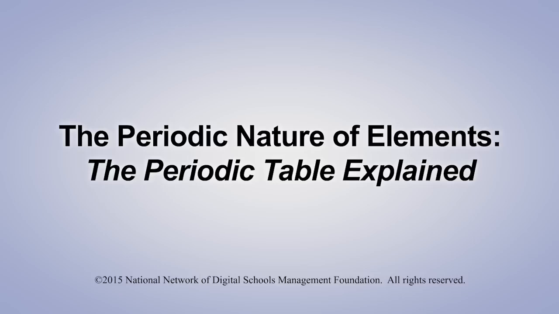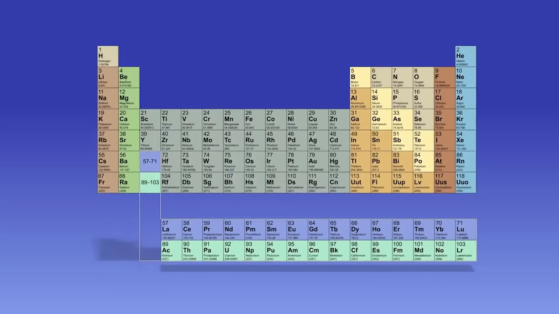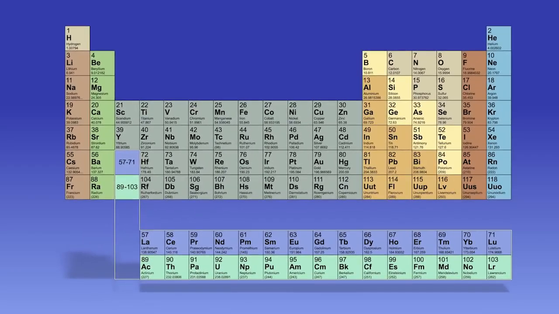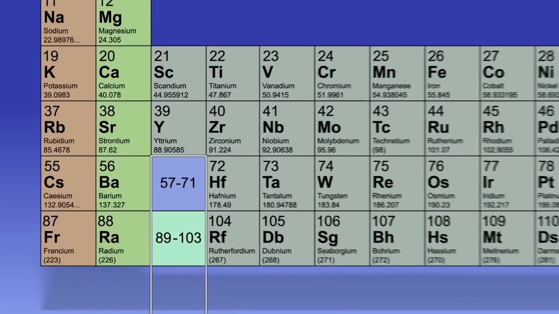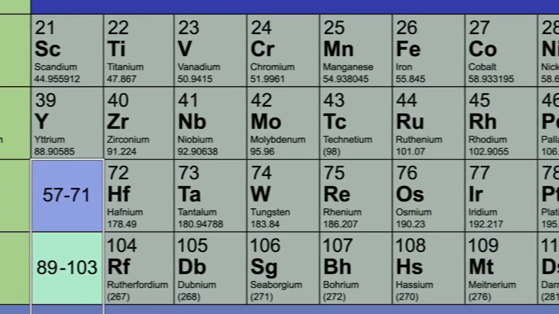The periodic nature of elements, the periodic table explained. Although the periodic table of elements looks complex, it is easier to follow once you learn how to use it. First, the letters are symbols. Each box represents an element.